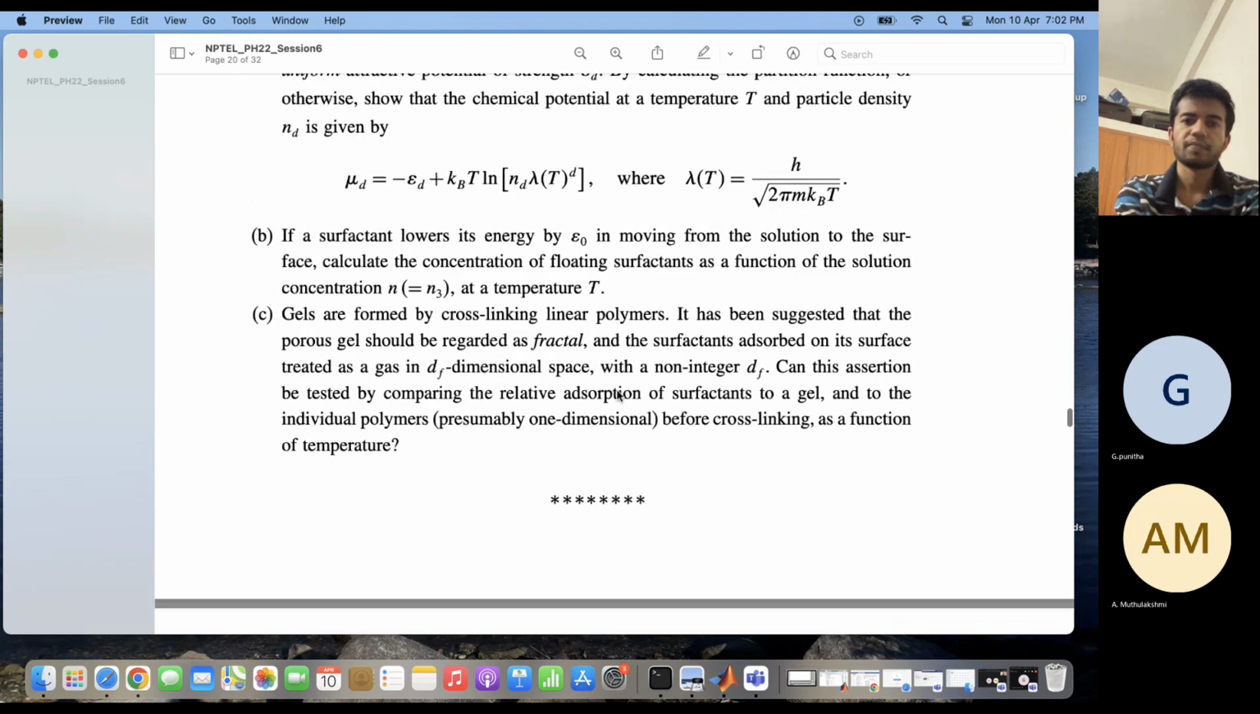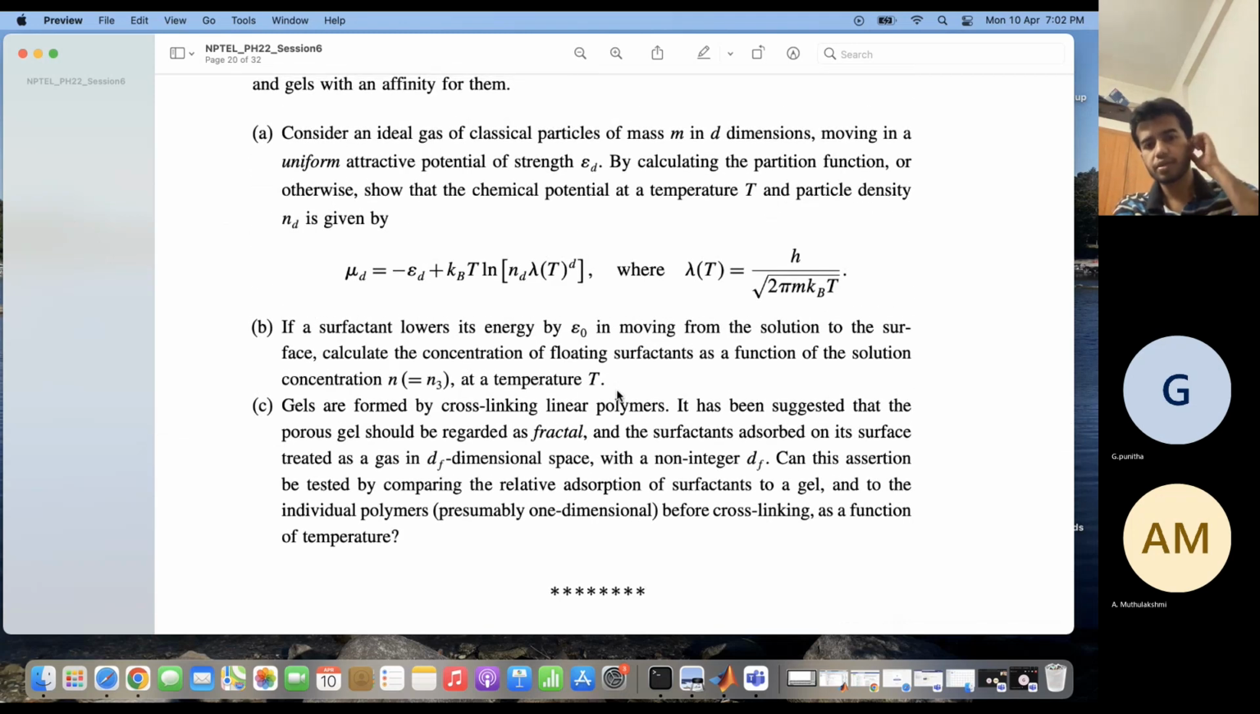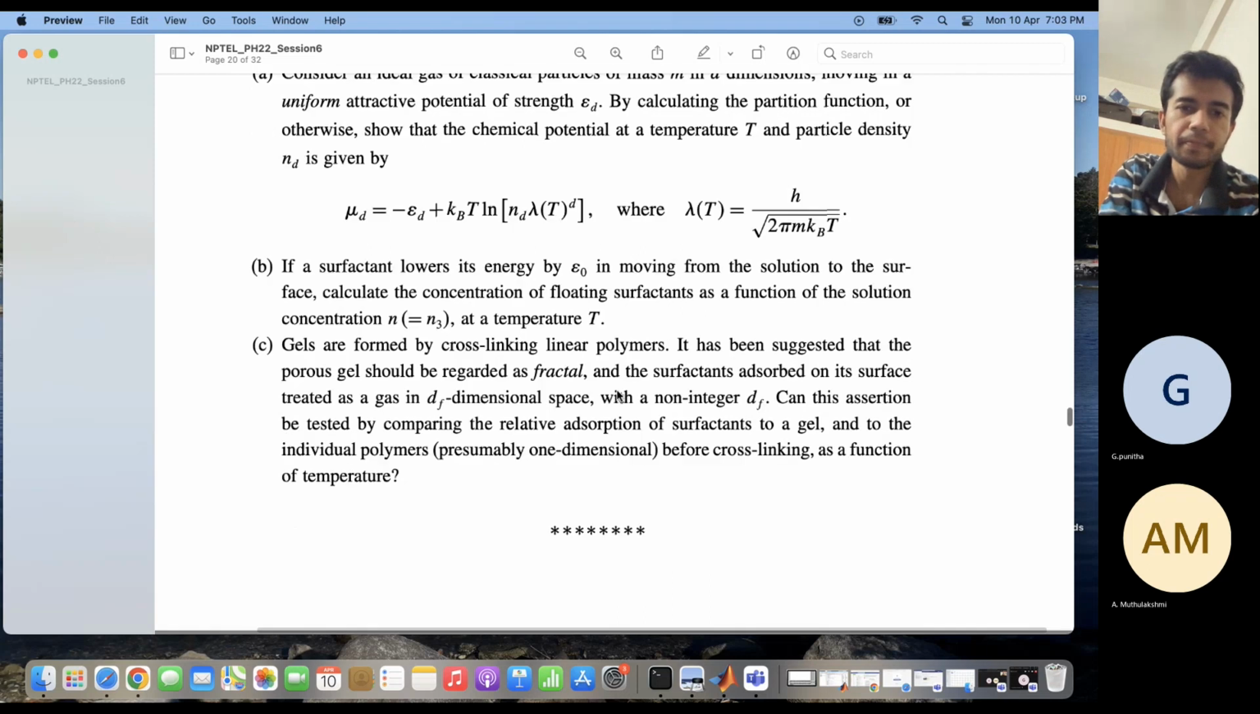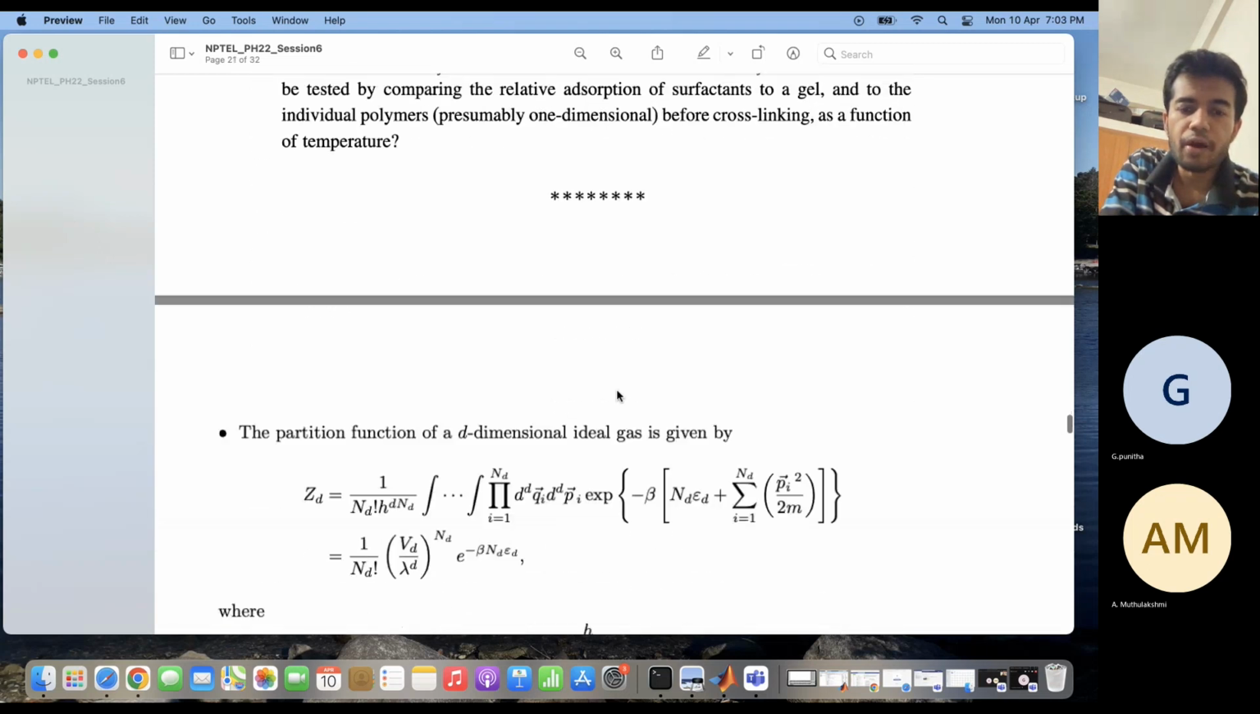Okay. So now if a surfactant lowers its energy by moving from the solution to the surface, then calculate the concentration of floating surfactants as a function of the solution concentration N at a given temperature T. So how do we do this?